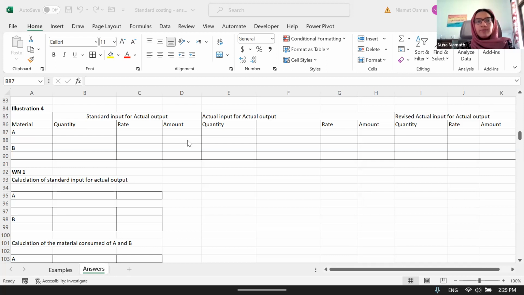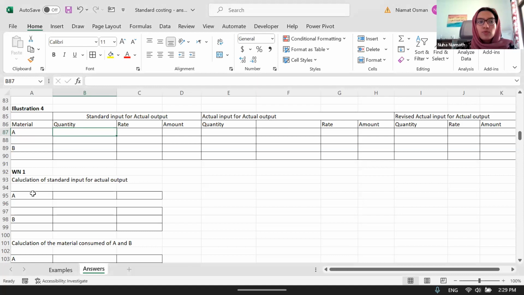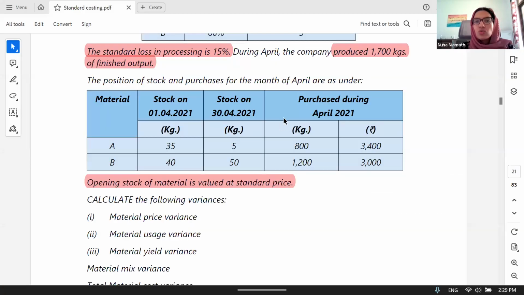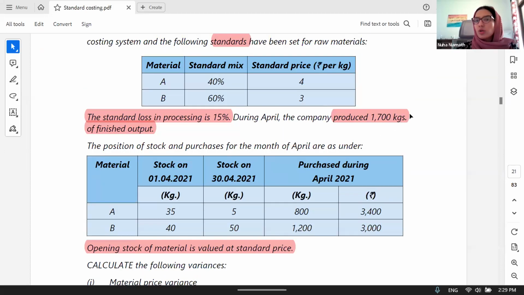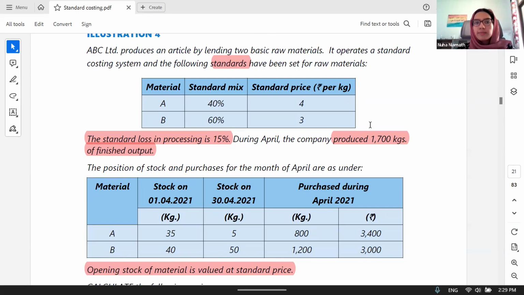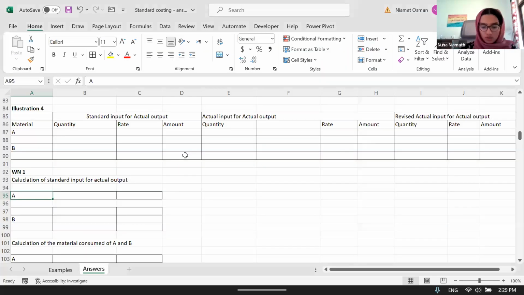So let's begin. First step, calculation of standard input for the actual output for A. So what does it say? What is the actual output? 1700 kgs of finished output, right? And there is a loss of 15%. So let's calculate the total input now.